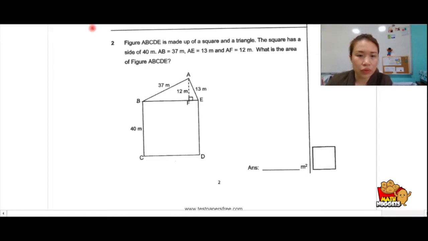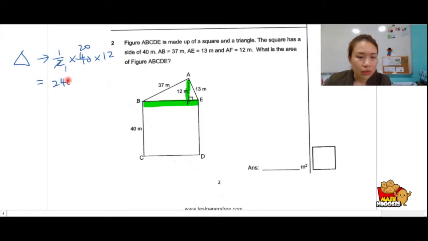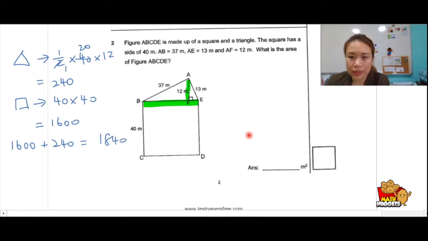Question 2, you're supposed to find the area of the figure. So in order to find the area of the triangle, we need to determine where is the base and the height. The base of the triangle is here. The height of the triangle is AF, which is 12 meters. So area of triangle, half times the base, which is 40, times the height, 12, is 240. And the area of the square will be 40 times 40, which is 1,600. So in order to find the area of the whole figure, we will have to add them both together, 1,600 plus 240. That will give us 1,840 square meters.